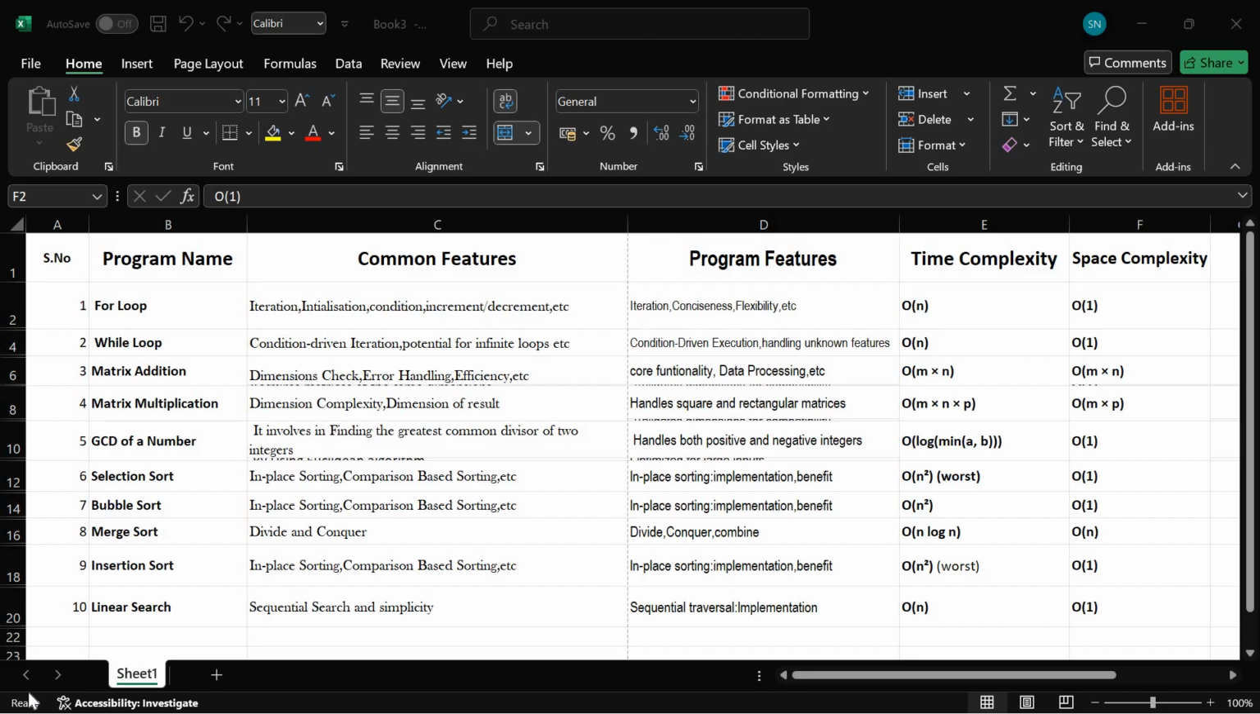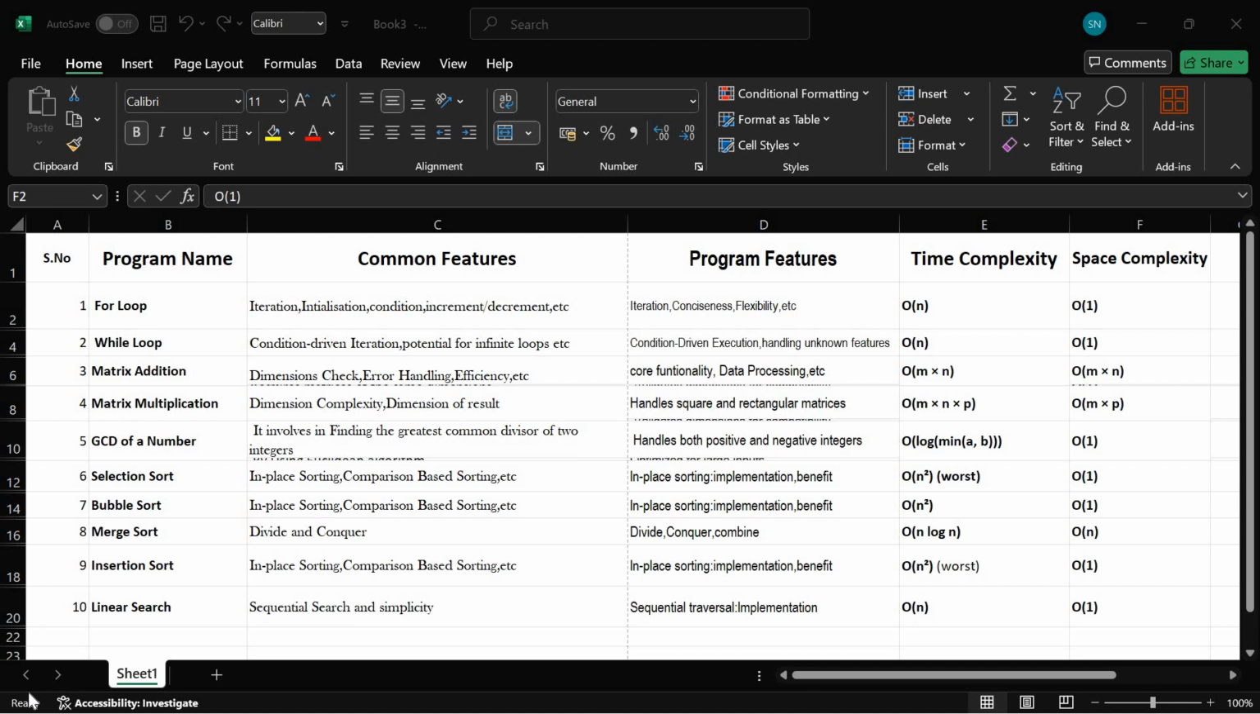Basically, a for loop executes a block of code a specific number of times. Its time complexity is big O of n. Space complexity is big O of 1. And a while loop executes a block of code as long as a given condition is true. While loop time complexity is big O of n and space complexity is big O of 1. And basically the for loop's time complexity and space complexity are the same.